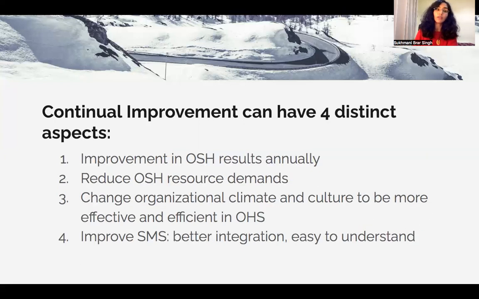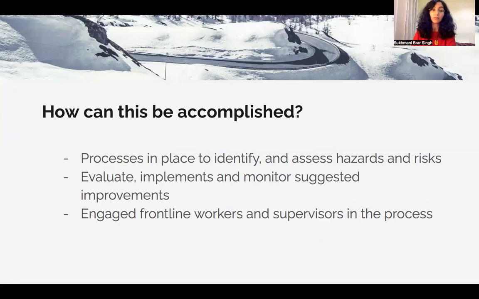It's better integrated into what they're already familiar with. So how can you implement continual improvement? Well, you want to have processes set in place that help you identify and assess hazards and risks. An example of that is a job hazard assessment. You want to evaluate, implement, and monitor suggested improvements. And most importantly, you want to engage frontline workers and supervisors in the continuous improvement process.